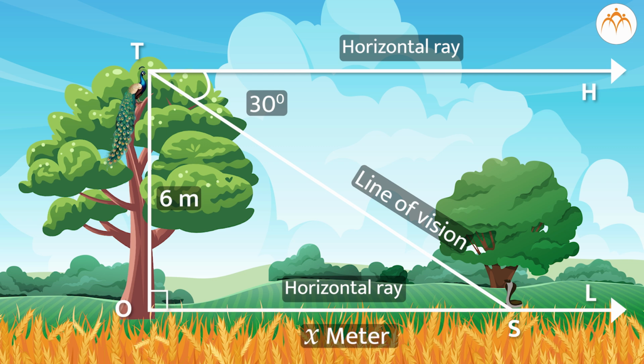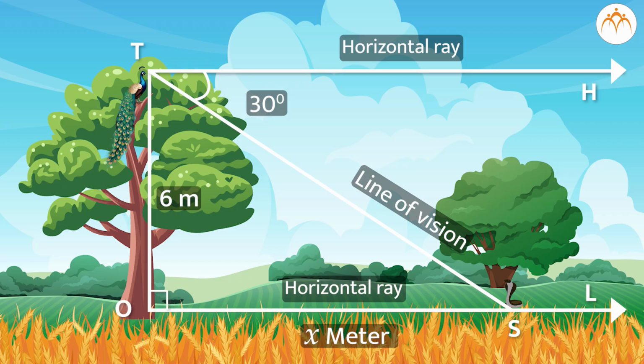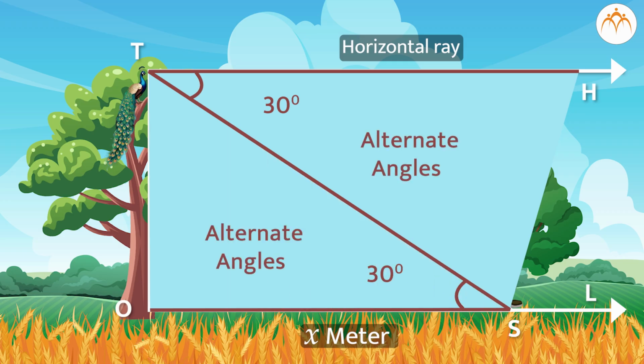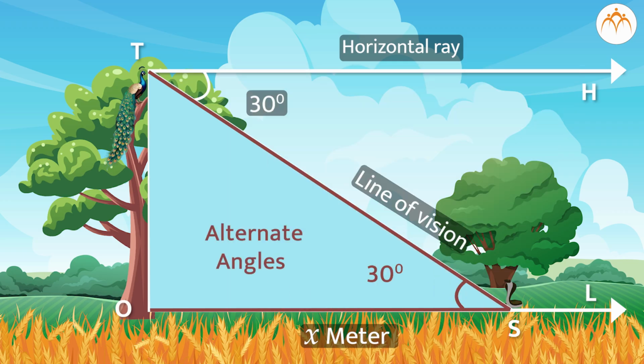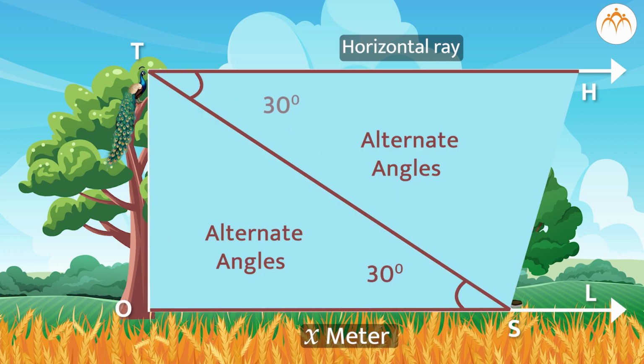Now in the diagram, ray TH and ray OL are parallel and segment TS is the transversal. Therefore, angle HTS and angle TSO are alternate angles. Hence, the measure of angle HTS as well as that of the angle TSO is 30 degrees.